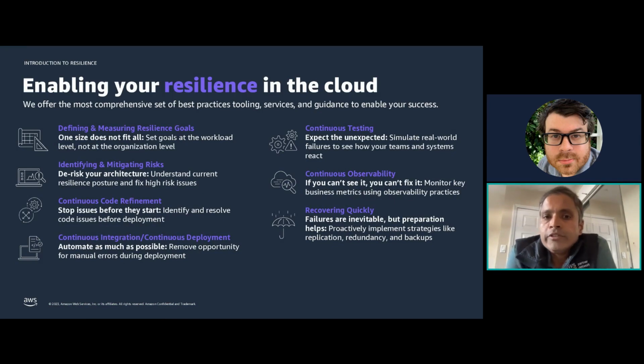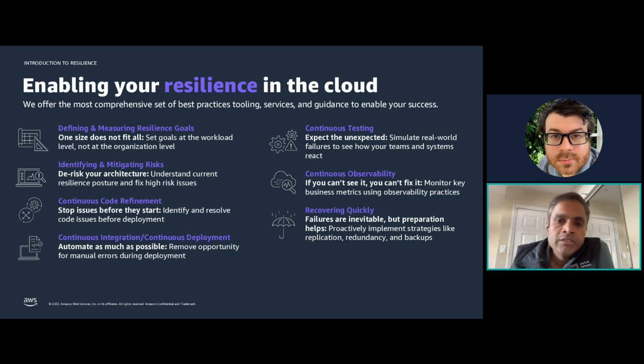So we offer the most comprehensive set of best practices, tooling, services, and guidance to enable your success. Let's take a look at how AWS enables your resilience in the cloud.